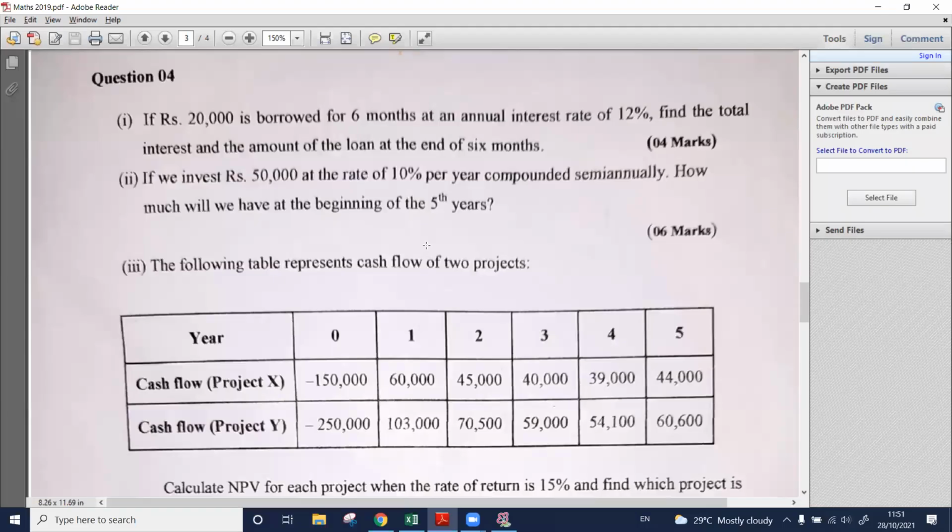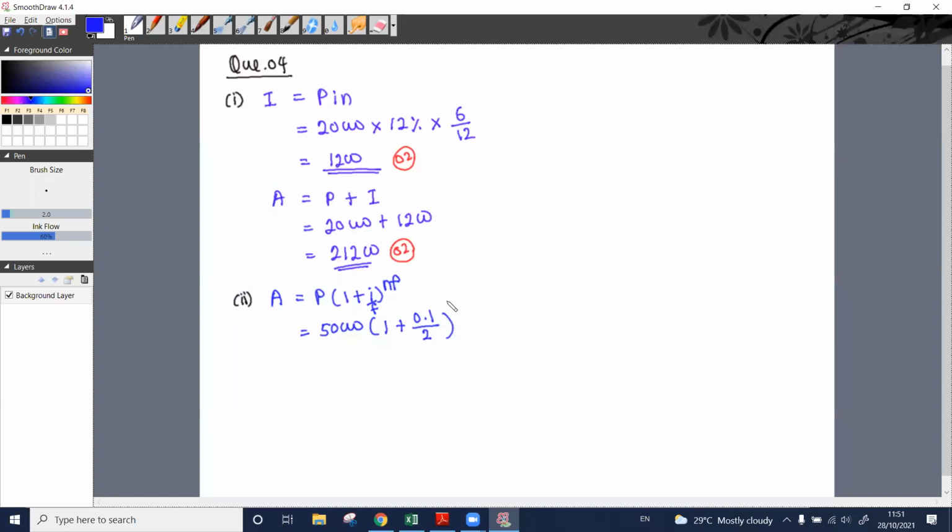To the power n into F, beginning of the 5th year, what does that mean? End of the 4th year. So here it should be what? End of the 4th year. Number of years 4. Value of F is 2. 4 into 2, 8.